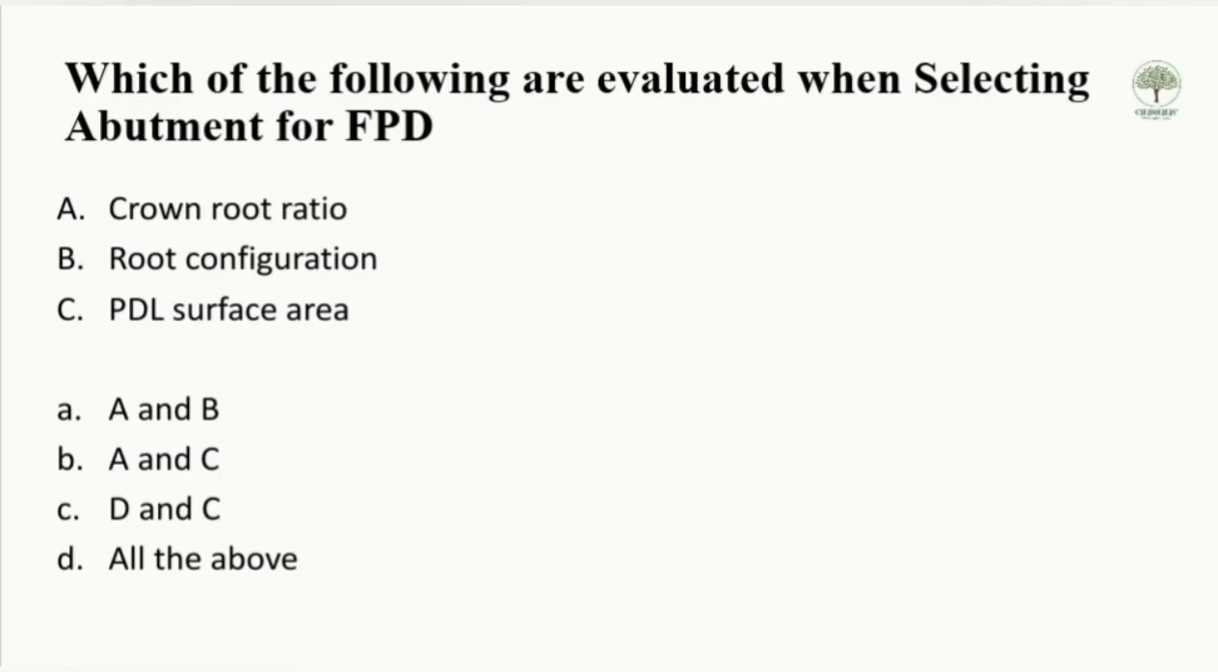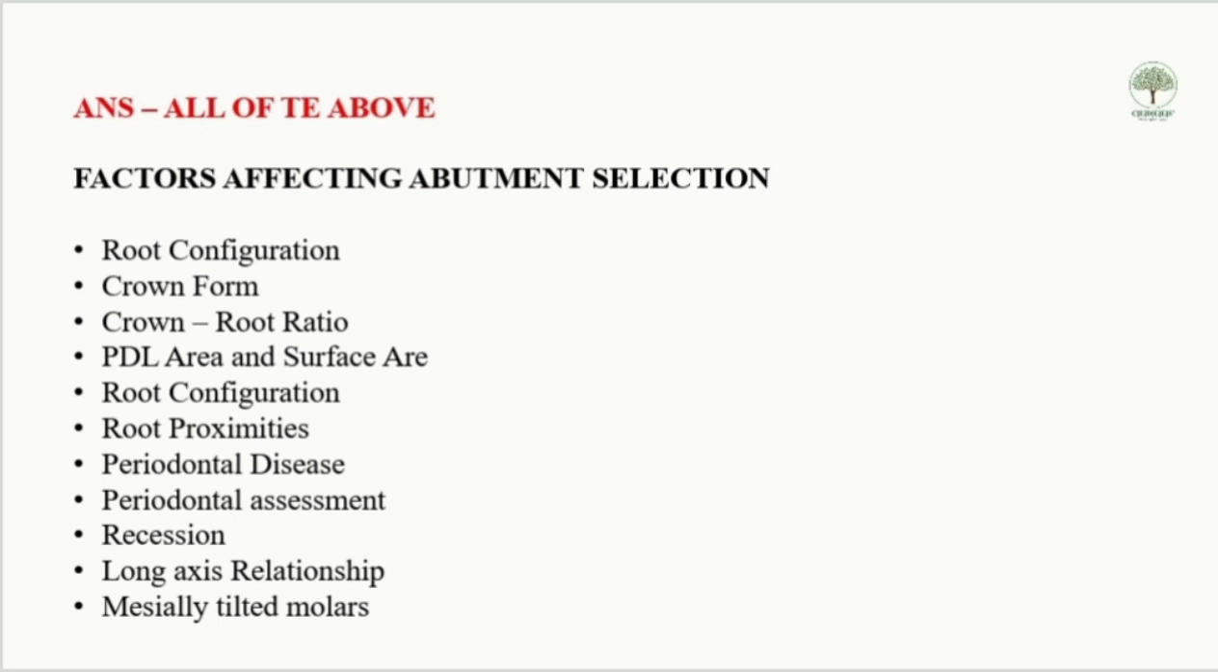So here we begin with the question which says, which of the following are evaluated when selecting abutment for FPD? The options given are crown root ratio, root configuration, or periodontal surface area. Among these, there is a high probability that A or B could be correct, A or C could be correct, B and C could be correct, or all of the above. So here you need to go back to the question and rethink all of the options that suit the criteria for abutment selection. The answer to this is all of the above.